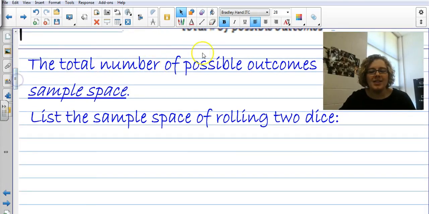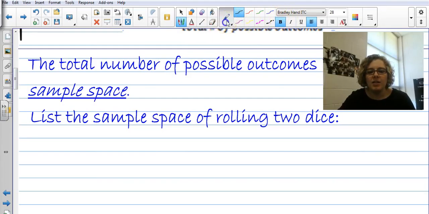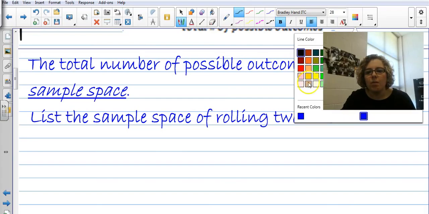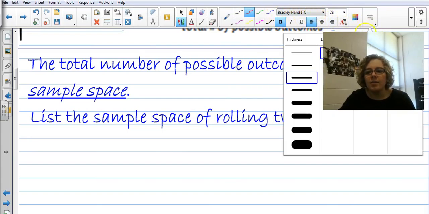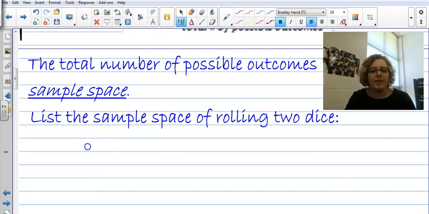So if we were to list the sample space of rolling two dice, two dice, that's how you pronounce it. Get some colors I like and make my pen skinny. All right. You put the sample space in a curly bracket, which didn't work out too well. All right, so you're rolling two dice.